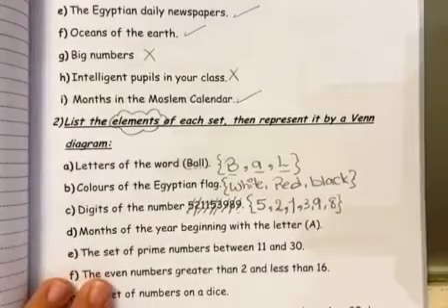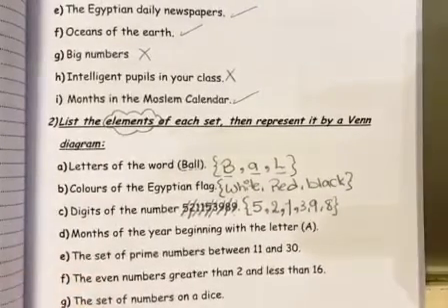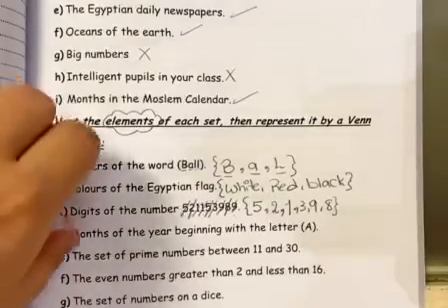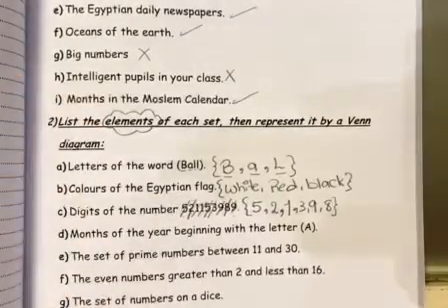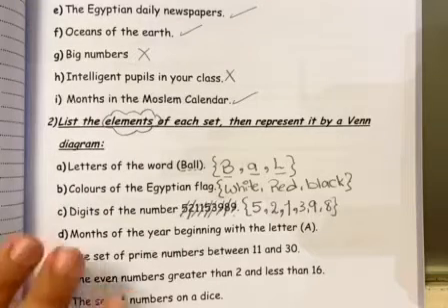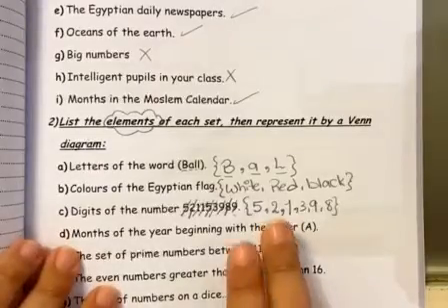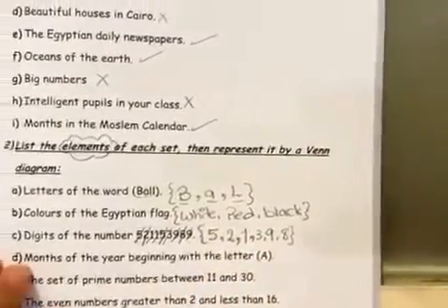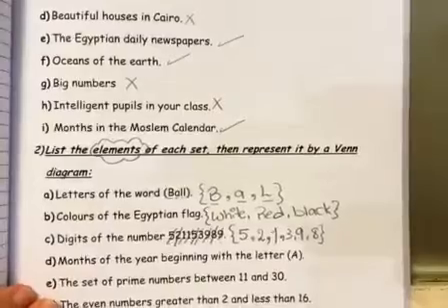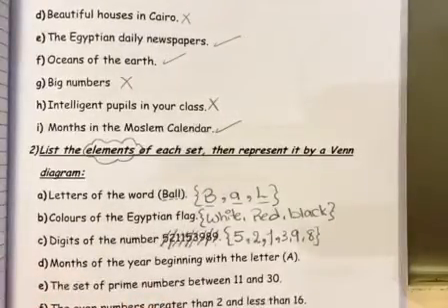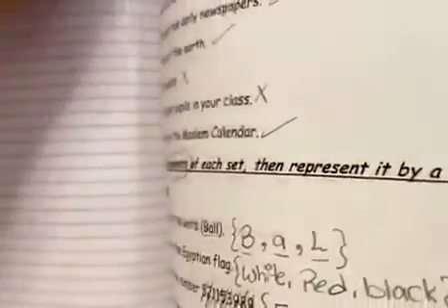This is the listing method. The two most important rules in it are that elements cannot be repeated, and the order of the elements doesn't matter. Okay, this is the listing method. How should I write the Venn diagram? The Venn diagram, I can do it with any shape I have.